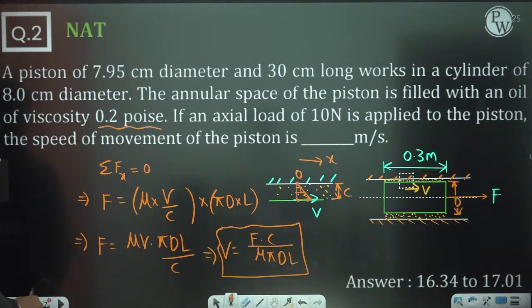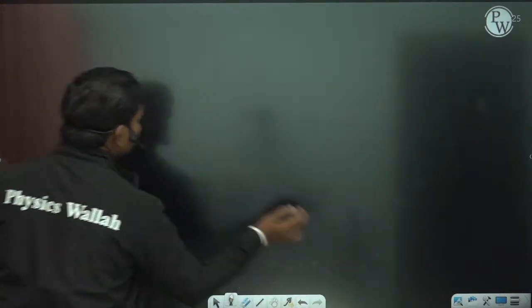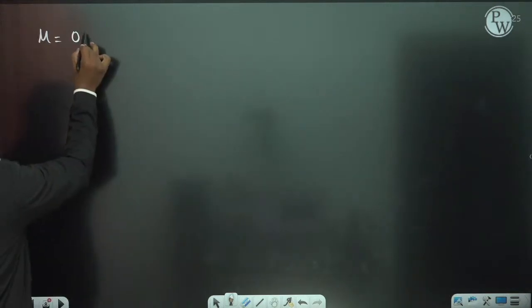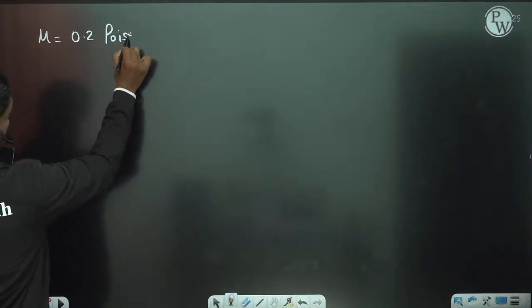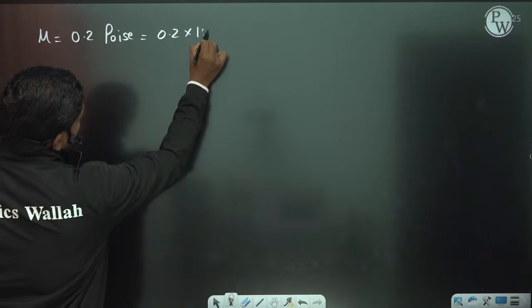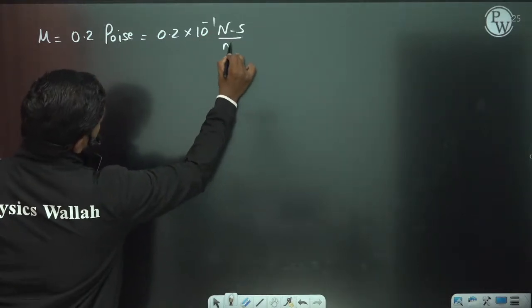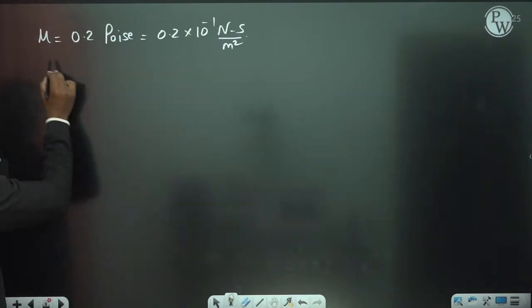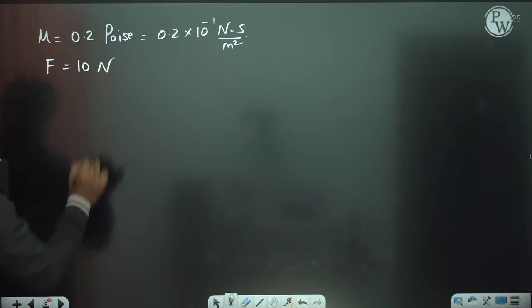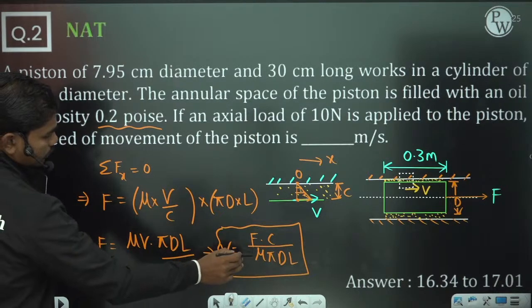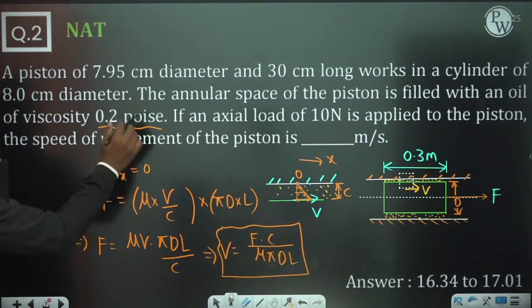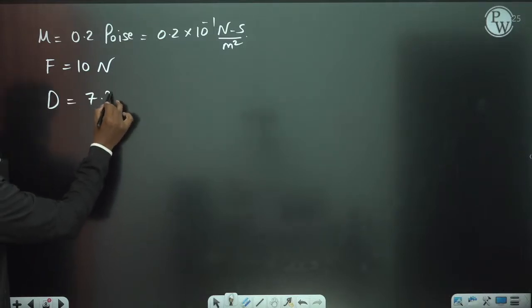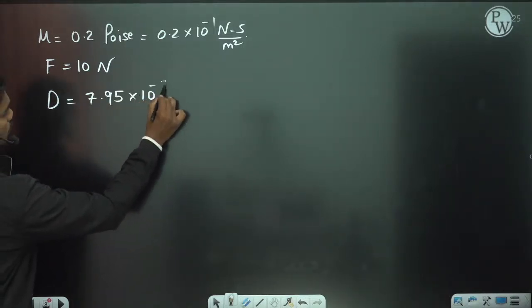Now if you put in the values, let us see what values you have. What is the value of mu? 0.2 poise. You need to check the units carefully: one poise is equal to 10 to the power minus 1 Newton second per meter square, Pascal second. Next, what is the F value? F is 10 Newtons. Then the diameter of the piston is 7.95 centimeters, so D is equal to 7.95 times 10 to the power minus 2 meters.